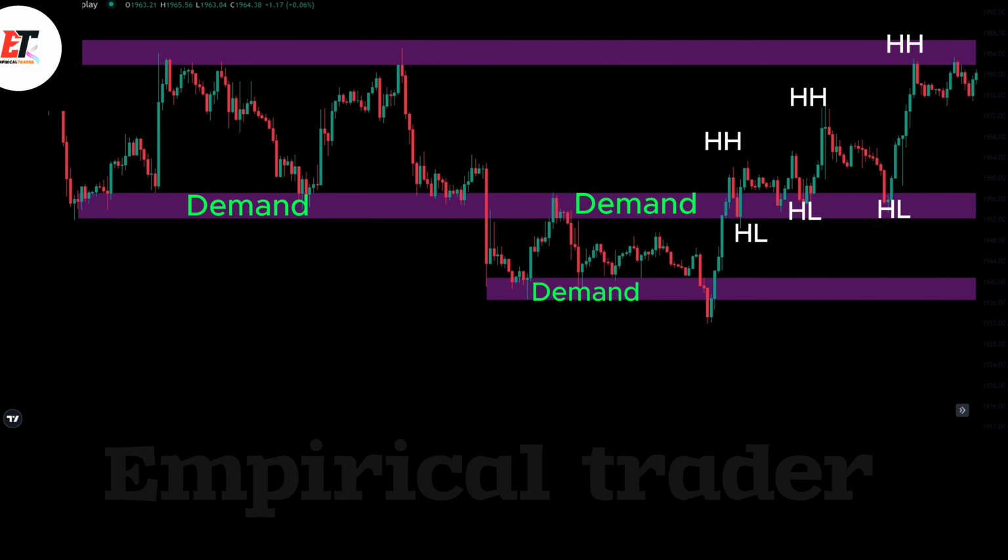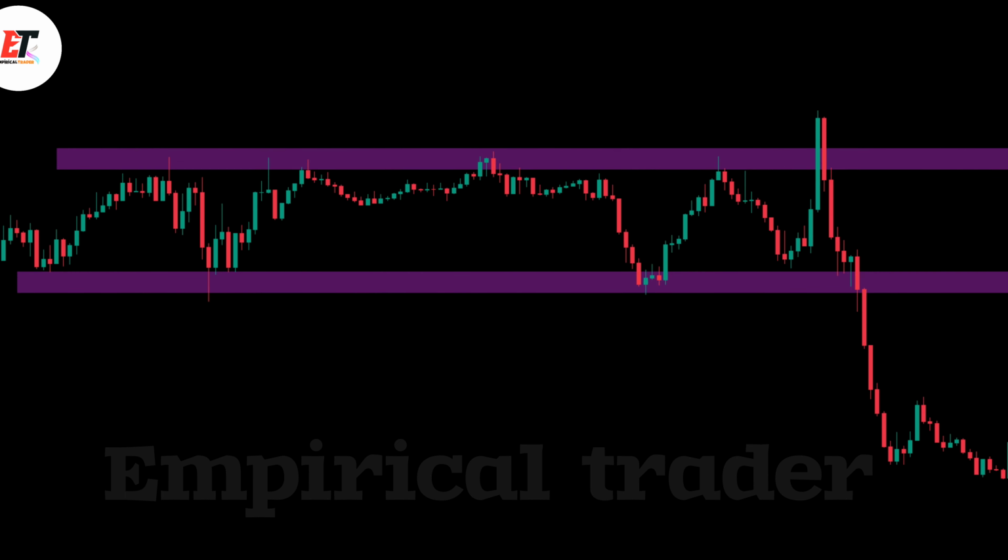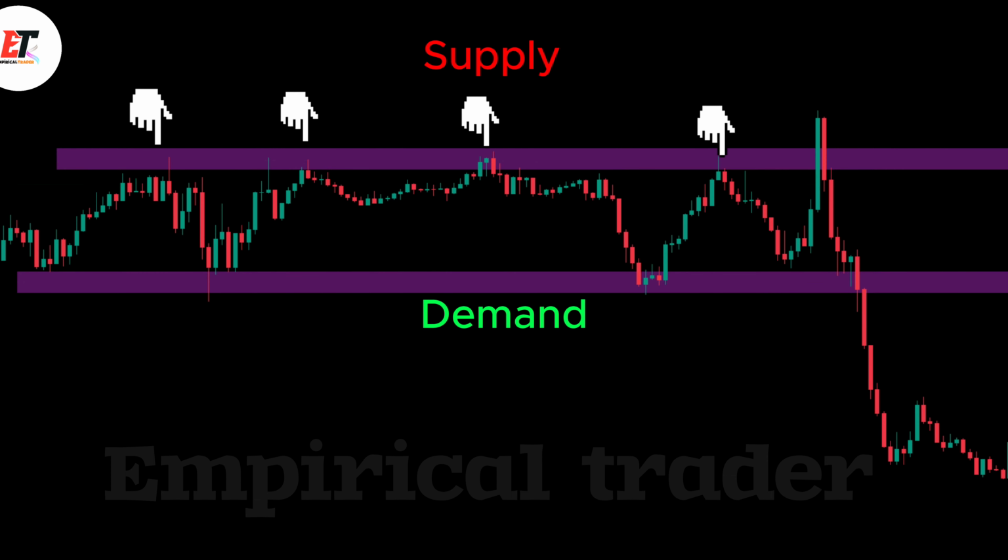Eventually, price hits the next supply, where we would like to sell short. Another example of a fakeout. This is our supply zone. This is our demand zone. Price goes down after hitting supply, but eventually it breaks. But as we can see, it has failed to continue to push higher.